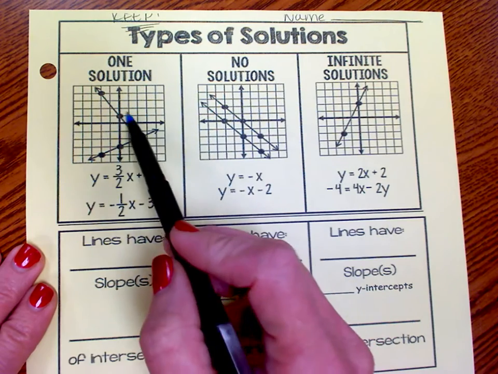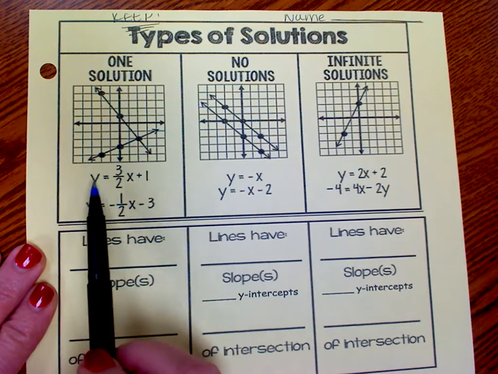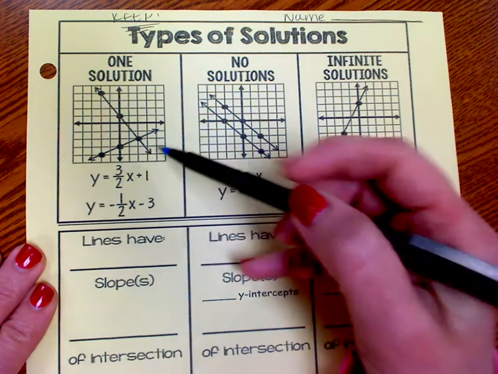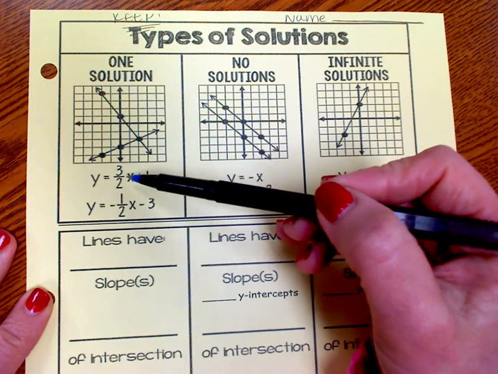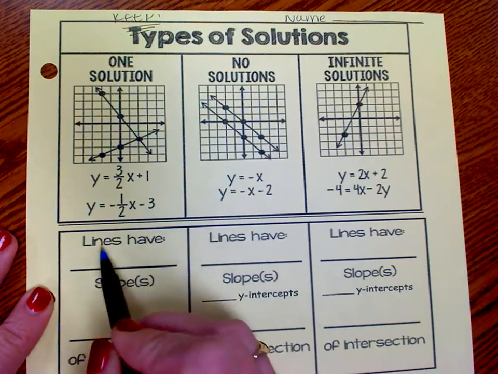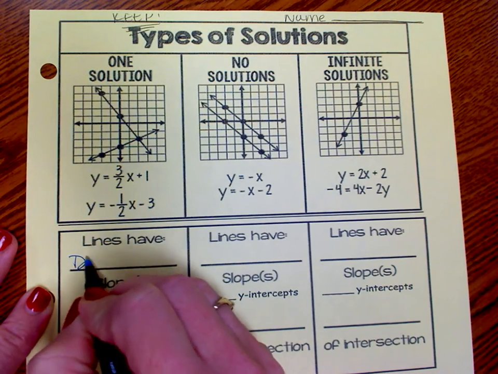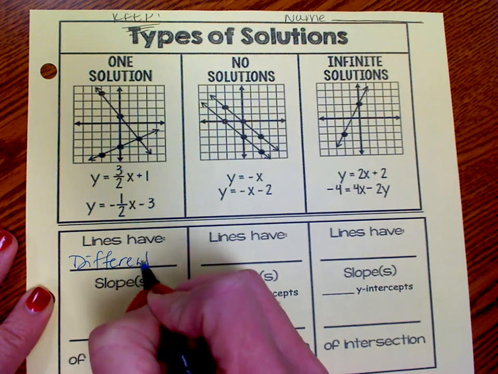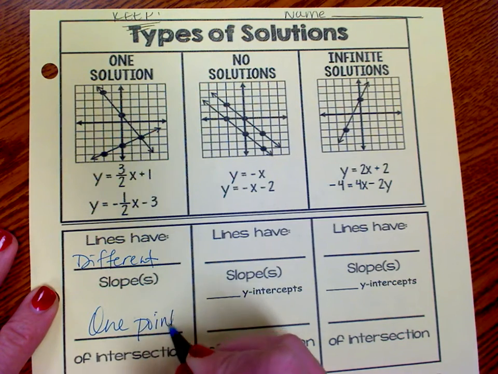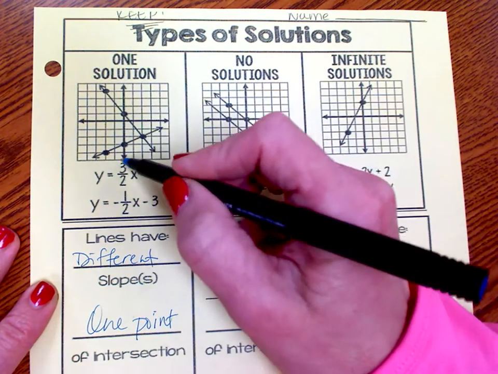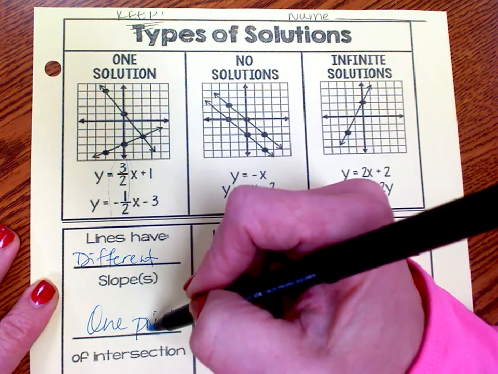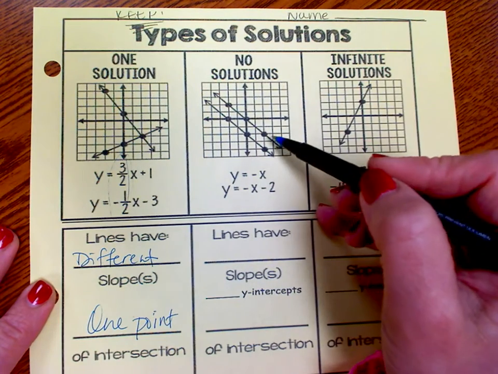So we want to look at this first one, this one solution. Notice these two are already in slope-intercept form. And if they're in slope-intercept form, watch the slope. If the lines have different slopes, there's only one point of intersection. It doesn't matter what the y-intercepts are, if the slopes are different, they're going to cross. Okay?